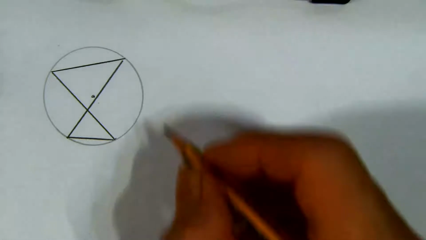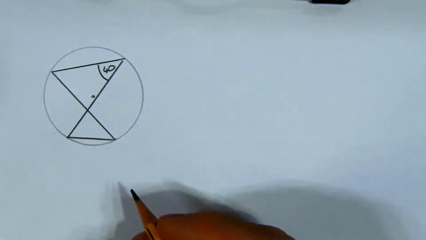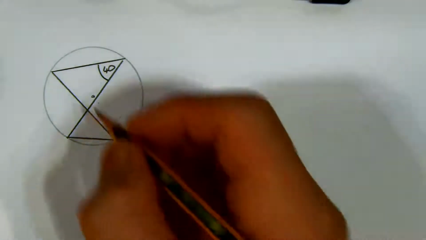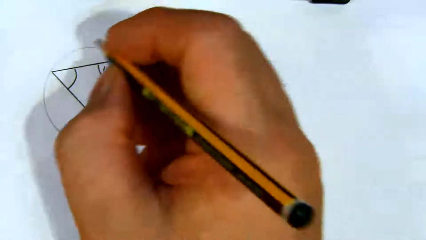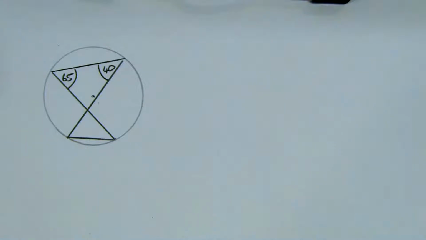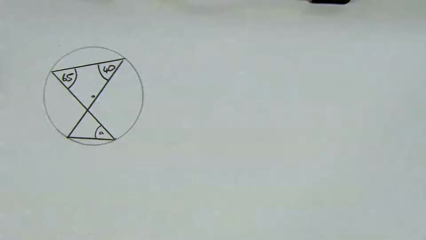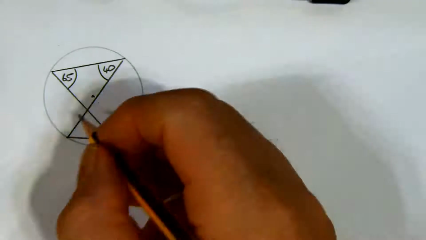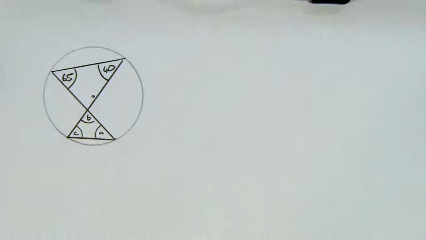And let's have some angles that they give us. And then someone says, well, that's 40 degrees. Okay. And that one's going to be, I don't know, 65 degrees. And what we're asked to work out is, can we work out this angle? Can we work out that angle? Can we work out that angle? And the answer is, yeah, fairly simply.